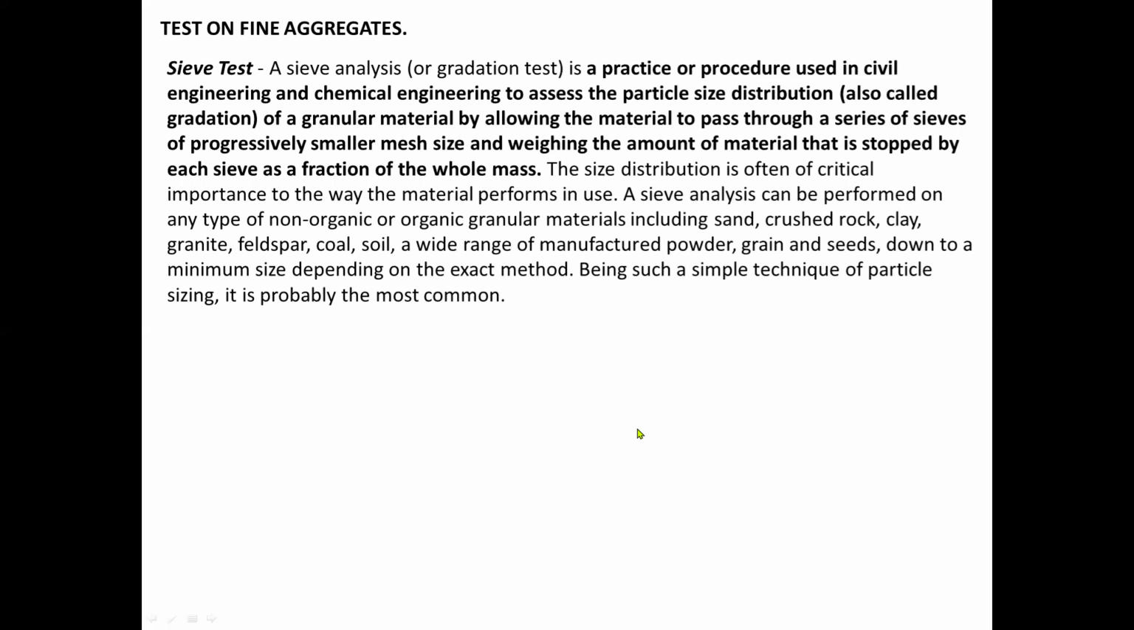The size distribution is often of critical importance to the way the material performs in use. A sieve analysis can be performed on any type of non-organic or organic granular materials, including sand, crushed rock, clay, granite, feldspar, coal, soil, a wide range of manufactured powder, grain and seeds, down to a minimum size depending on the exact method. Being such a simple technique of particle sizing, it is probably the most common.